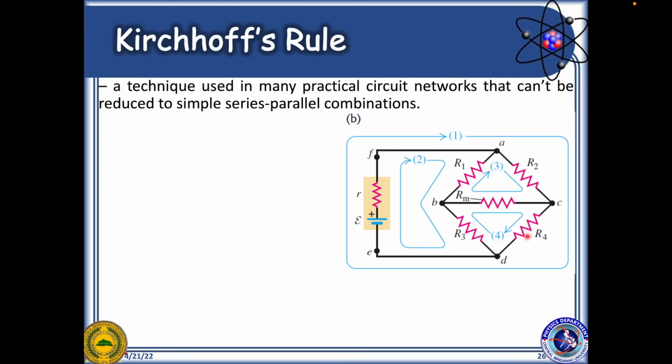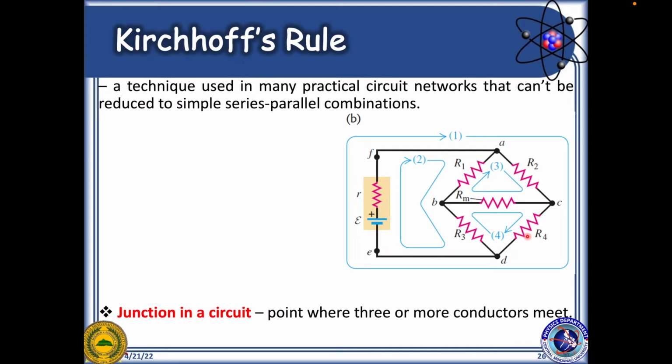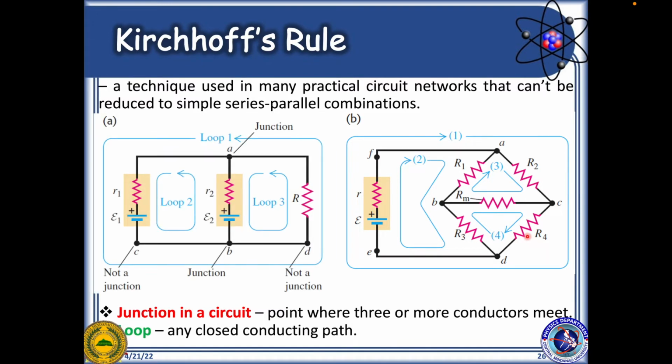So basically, we'll be defining a few terms here. When we say junction, it's simply a point where three or more conductors meet. So here, point A is a junction, and so is point B. Okay, there are three conductors connected. But points C and D are not junctions. They are simply bended wires. Okay, another bended wire here.